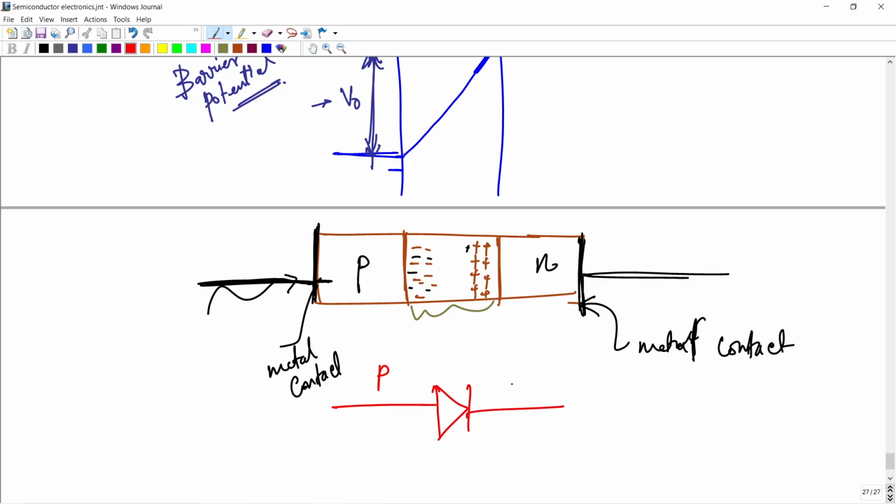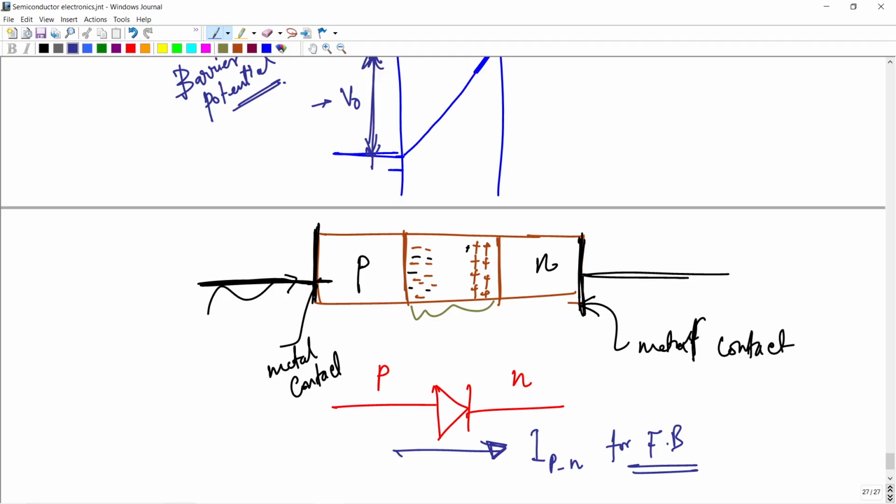The schematic diagram looks like this: P and N. This arrow represents current moving from P to N region. This is called a PN junction diode. The diode current moves from P to N region for forward bias. So what is forward bias? The other bias is reverse bias. What is biasing? In the next class we will discuss what biasing is.